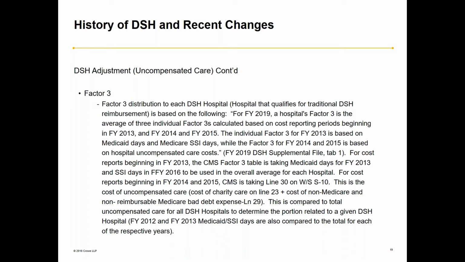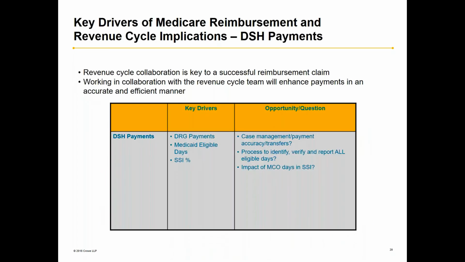So in 2018, that number started being used. It was a phase in of some based on the low income and then some based on S-10 information. And then over the next 3 years, that's being phased in. So those are the three different factors that make up how that uncompensated care is determined for each hospital.